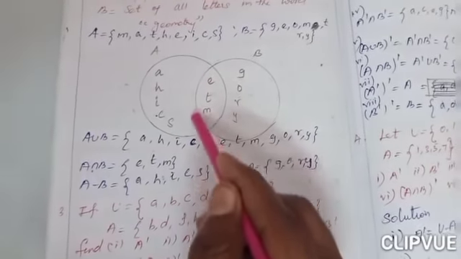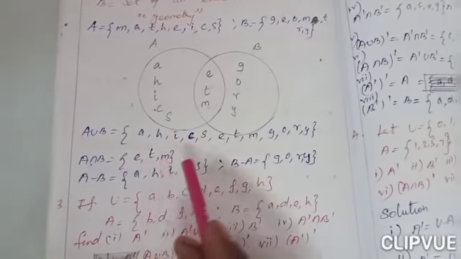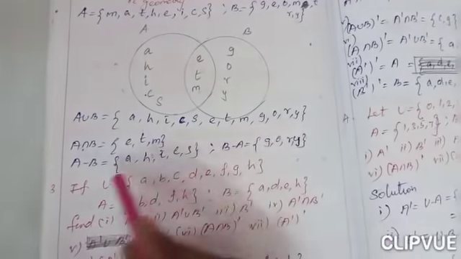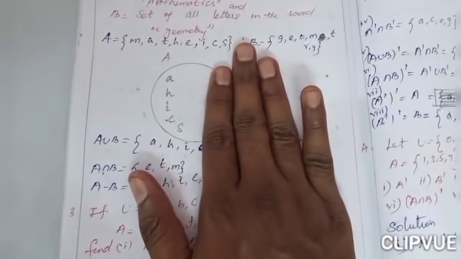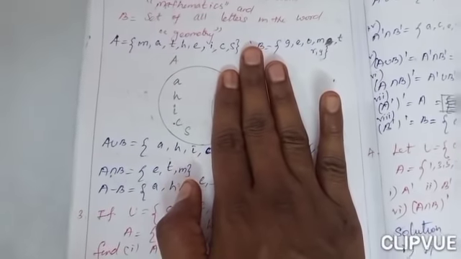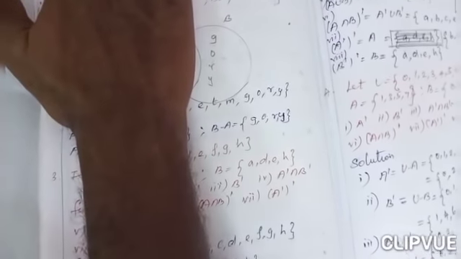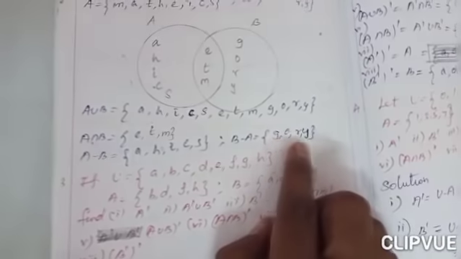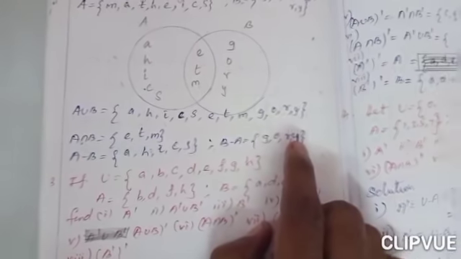A intersection B, common elements in both the sets, that is ETM. You can write MTE also. The order doesn't matter. A difference B: you have to hide the circle B. What are the remaining elements? AHICS. That's only written here. Next, B difference A. What are the elements we have? GORY. That's only written here. A difference B is AHICS. B difference A is GORY.